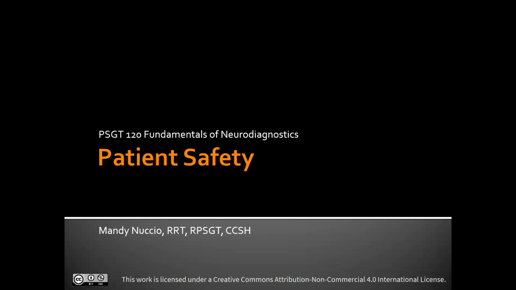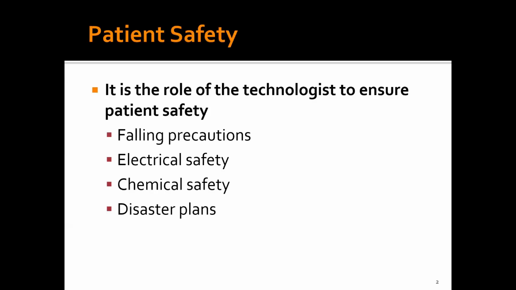So it's all of our responsibilities to make sure that our patients are safe whenever they're under our care, for the entirety of their time with us, even when we're not actually running the study, before, after, whatever. And that includes patient family members coming with them, things like that. The things we're going to cover today are fall precautions, electrical safety, chemical safety, and then disaster plans. And then we'll finish up with some ethical and legal issues.